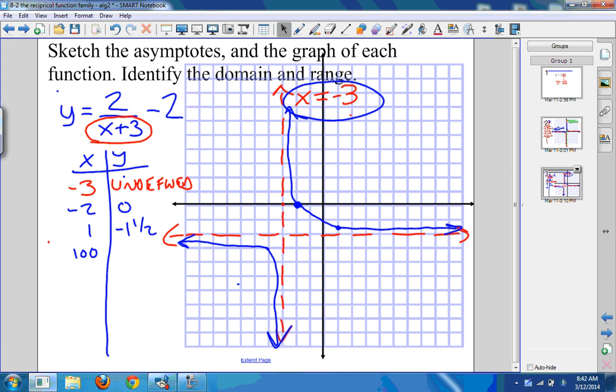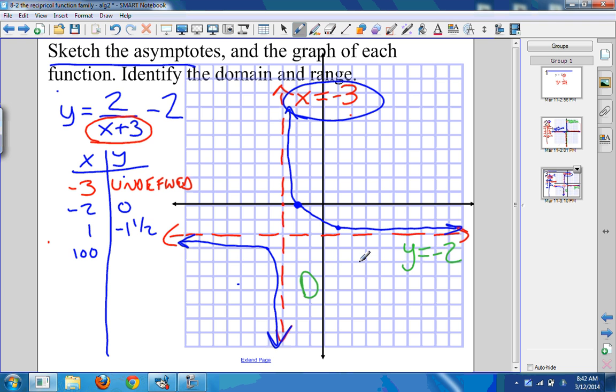All right, so sketch the asymptotes. We sketched them. Let's make the equations for them too. So this one's going to be x equals negative 3. My other asymptote here is going to be y equals negative 2. Then we need to identify the domain and the range.